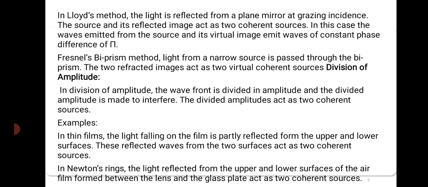Next, another method, division of amplitude. In the division of amplitude, the wavefront is divided in amplitude, and the divided amplitudes are made to interfere. The divided amplitudes act as two coherent sources. Example: in thin films, the light falling on the film is partially reflected from the upper and lower surfaces. These reflected waves from the two surfaces act as two coherent sources. In Newton's rings, the light reflected from the upper and lower surfaces of the air film formed between the lens and the glass plate acts as two coherent sources.